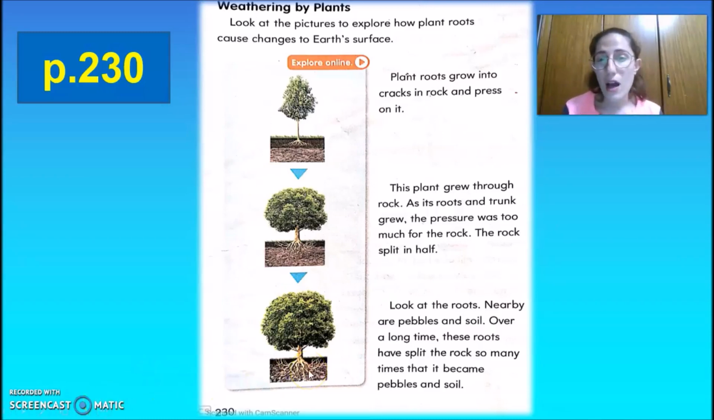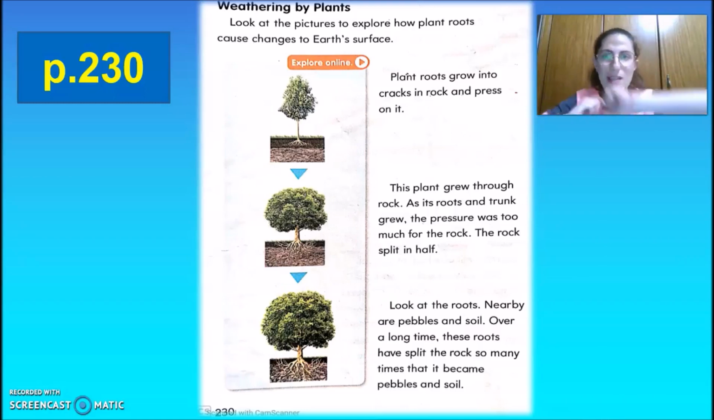This weathering by plants reminds us of what? Excellent. It reminds us of weathering by ice, or by water and ice. The same thing. The water fills in the cracks, okay, and then when it is winter, what happens? Excellent. The water will freeze and change into ice.